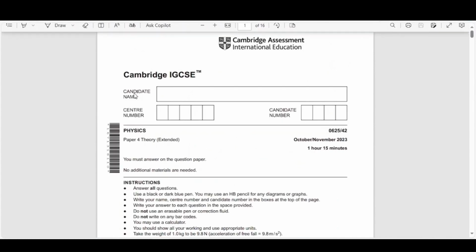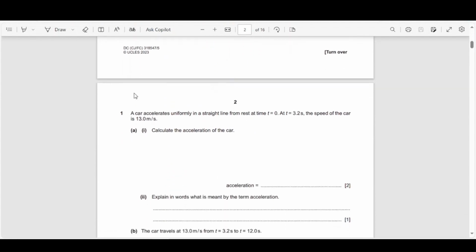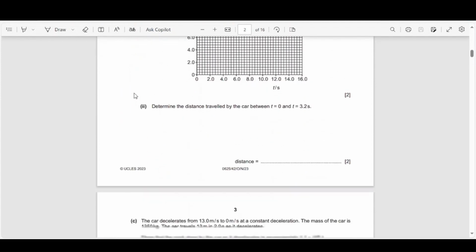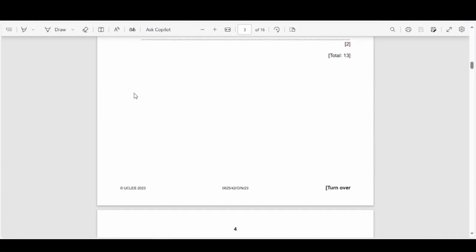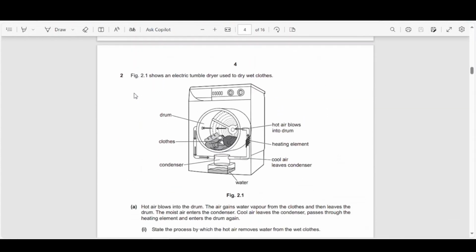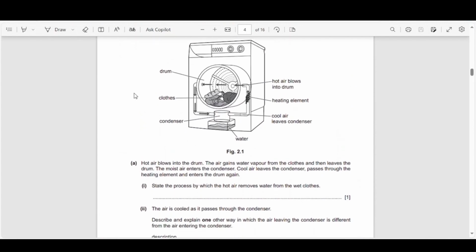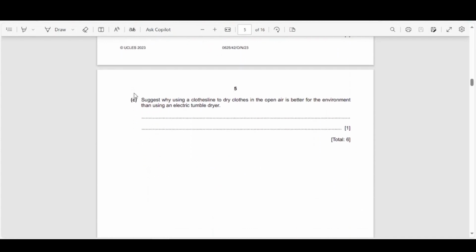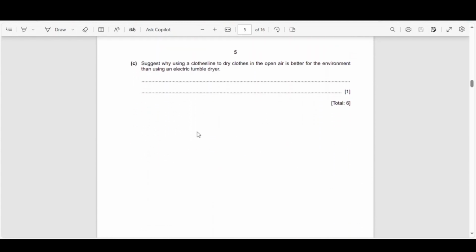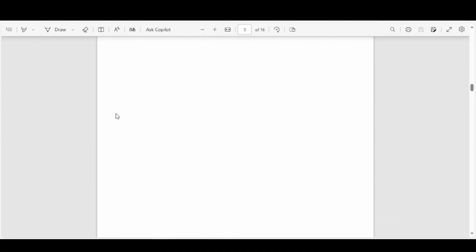So if you move on to the next paper, which is October-November 2023, variant 4.2. So here we've got some nice kinematic questions. We got a question relating to work done, stopping distances. So we got a question around electricity, and they're talking about convection and processes like that. So again, there's no questions around forces, and you got questions around energy and eco-friendly ways of using energy and conservation of energy and things like that.